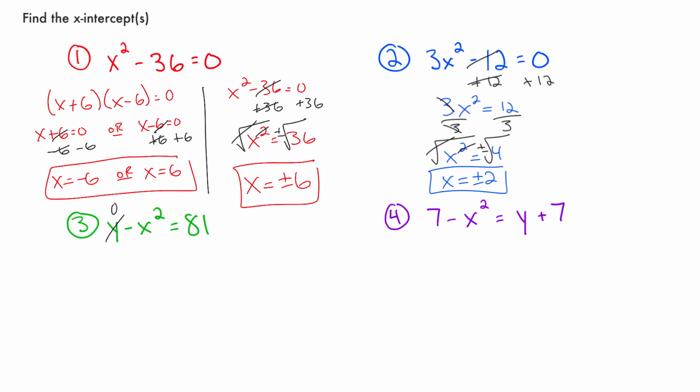0 minus x squared is just negative x squared equals 81. Multiply both sides by negative 1 to get rid of the negative in front of the x squared. We'll have x squared is equal to negative 81. You might begin to see why this is going to be an issue in a second. Because if I square root both sides and put a plus or minus, I'll get x equals plus or minus the square root of negative 81, which means no real solutions.